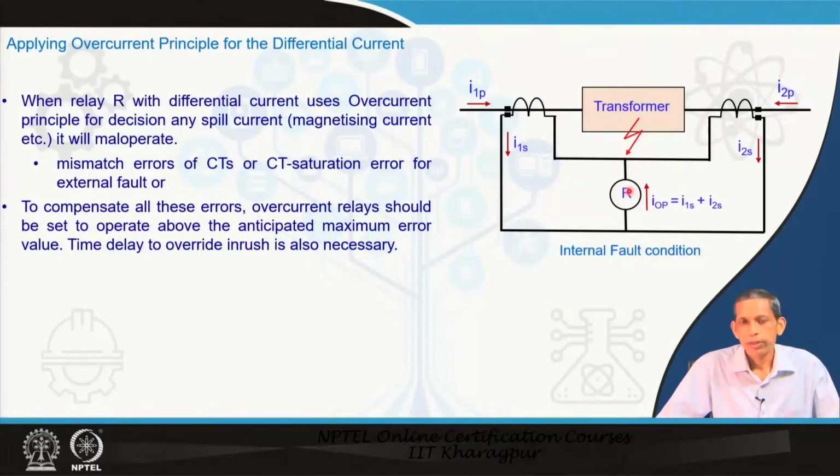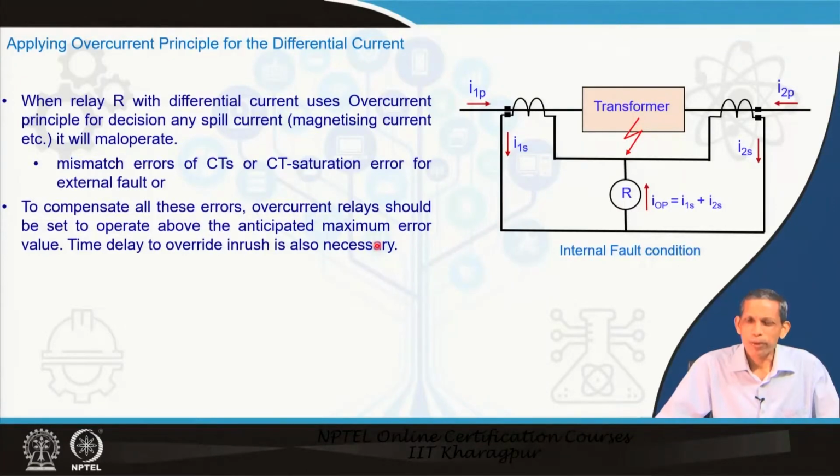So, therefore, the overcurrent relay will be unable to discriminate whether it is an internal fault or an external fault in those kinds of situations. Therefore, if we think about applying a simple overcurrent relaying principle here, that may find limitations in overall performance while protecting a transformer.